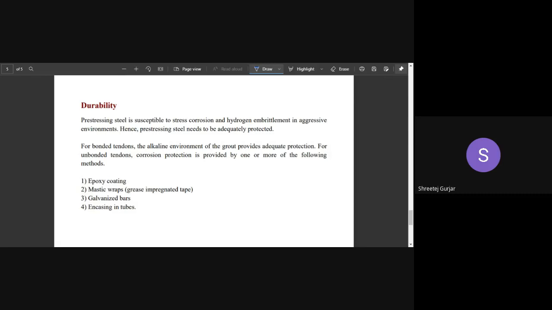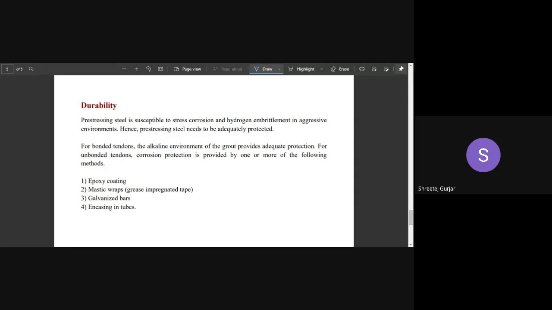It will not have deformation, and it will not give any kind of warning. So this embrittlement of steel is very dangerous. This pre-stressing steel is susceptible to stress corrosion and embrittlement. So what we have to do is protect our steel, right? Your pre-stressing steel needs to be adequately protected.